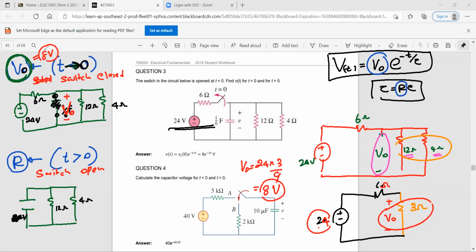Anyone have any issues with finding V naught? Any questions, guys? So this one is done. It is 8. Any questions? Miss, where did you get the 9 from? 9 is 6 plus 3. Oh, okay. Voltage division rule.